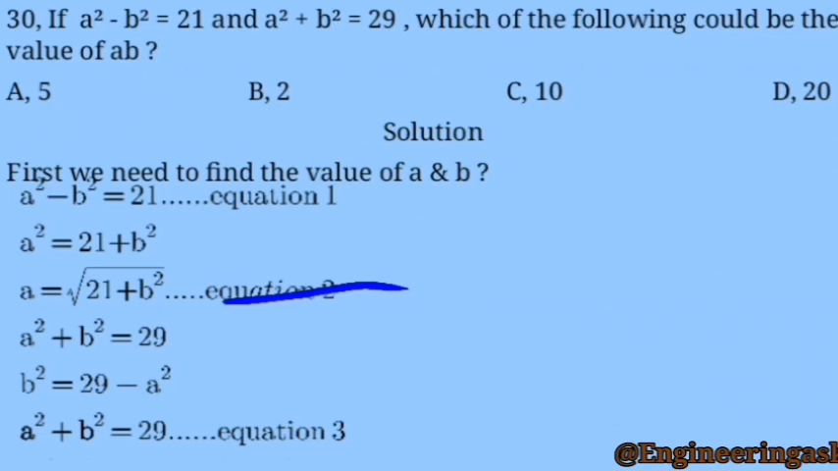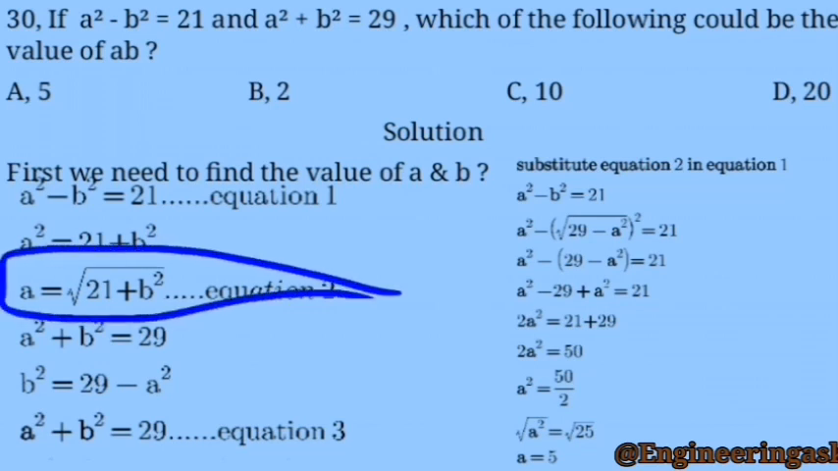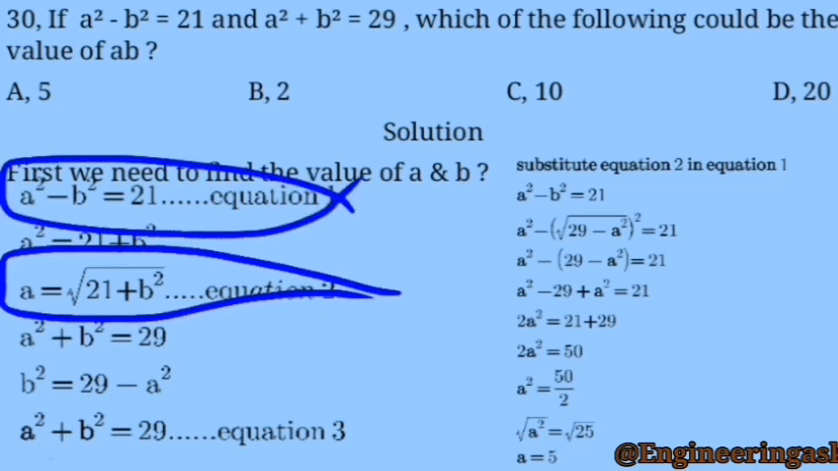And a square plus b square equals 29. This is also a given statement. From this, b square equals 29 minus a square. This will give us equation 3. Okay, then substitute equation 2. Equation 2 is a equals the square root of 21 plus b square, into equation 1. Equation 1 is a square minus b square equals 21. So finally a equals 5.